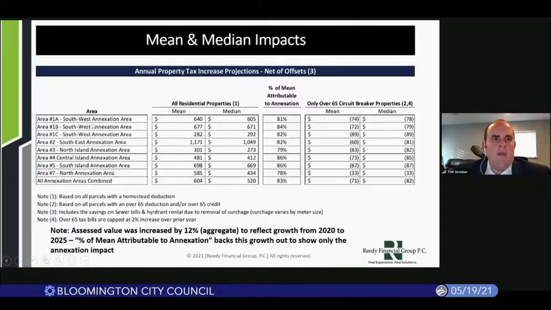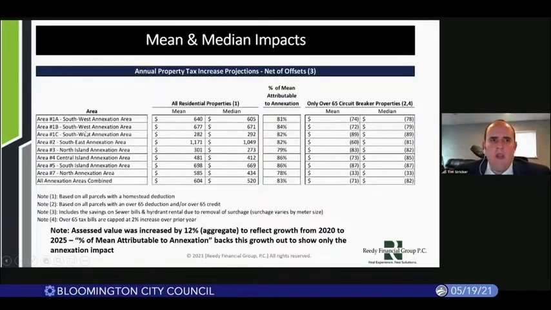So for area 1A, which is the southwest annexation area, the mean is about a $640 increase in annual property taxes. The median is $605. And the percentage of that that's attributable to annexation only, if you net out the 12% growth, is 81%. And then the impact to the only over 65 circuit breaker properties, the mean is actually a $74 decrease, and the median is a $78 decrease.